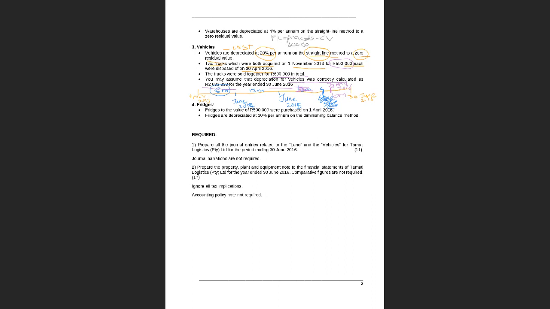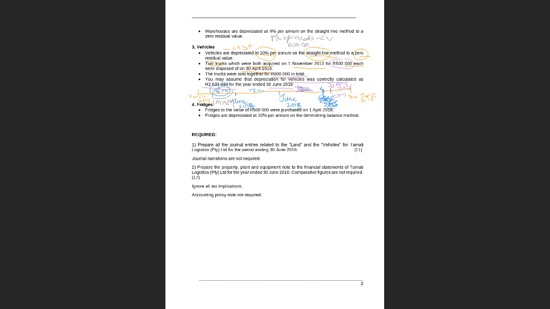Okay, so in the first year, 30th of June 2014, you're going to take the 1 million rand, multiply it by your depreciation rate, which is given to me, 20%, and then multiply it by 8 over 12. So in the first year, the depreciation calculation is like that, and your answer will be 133,333. So there's your depreciation calculation.